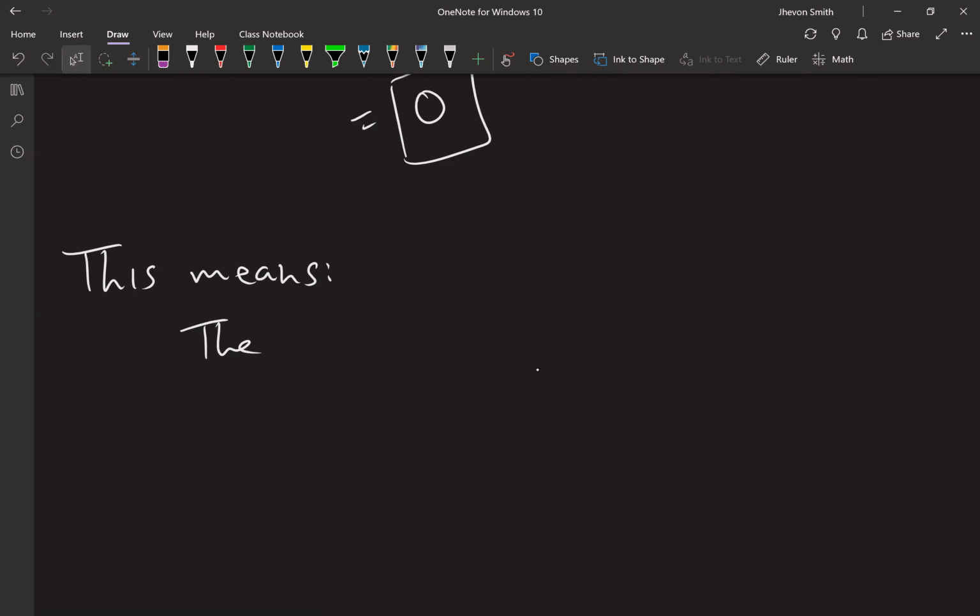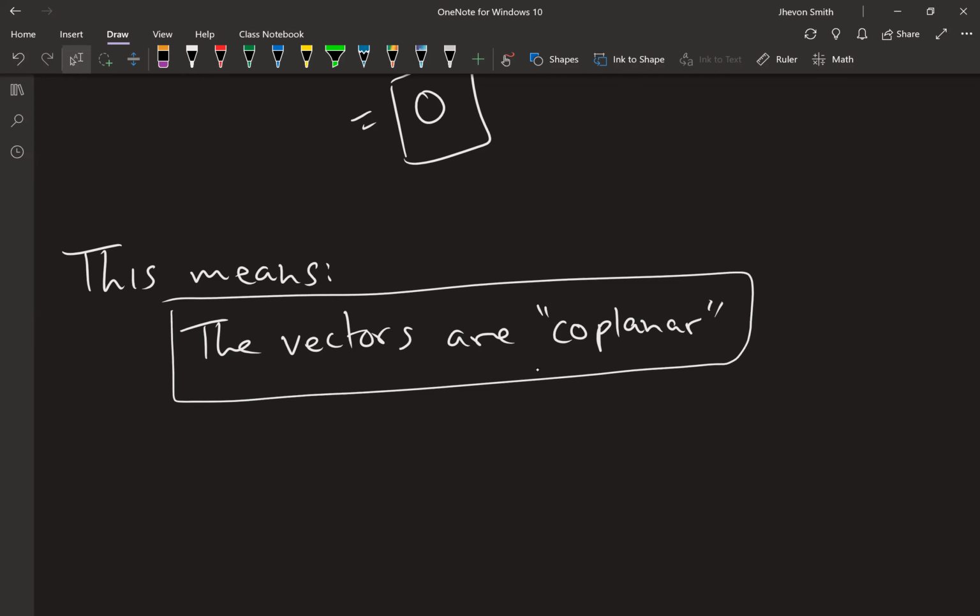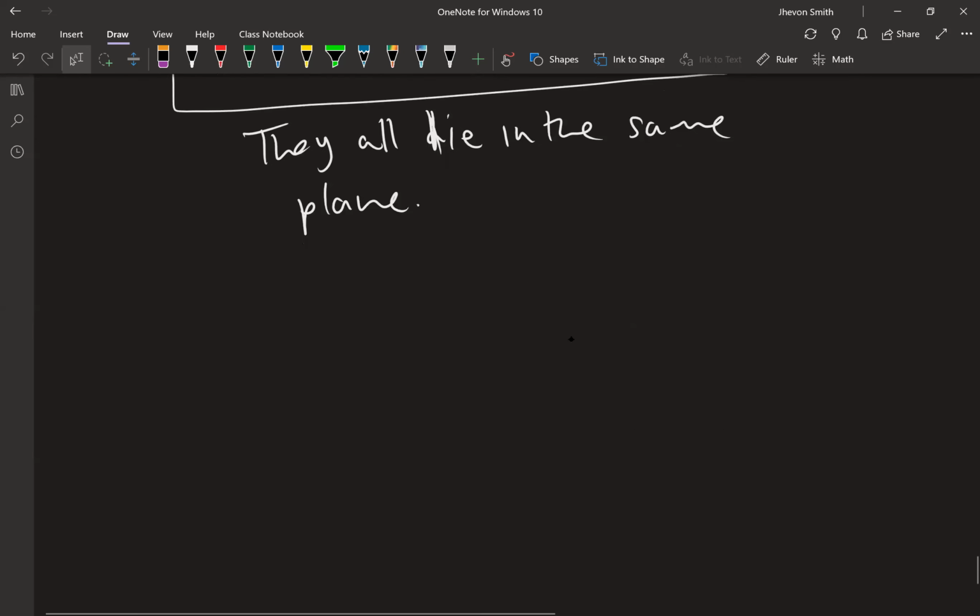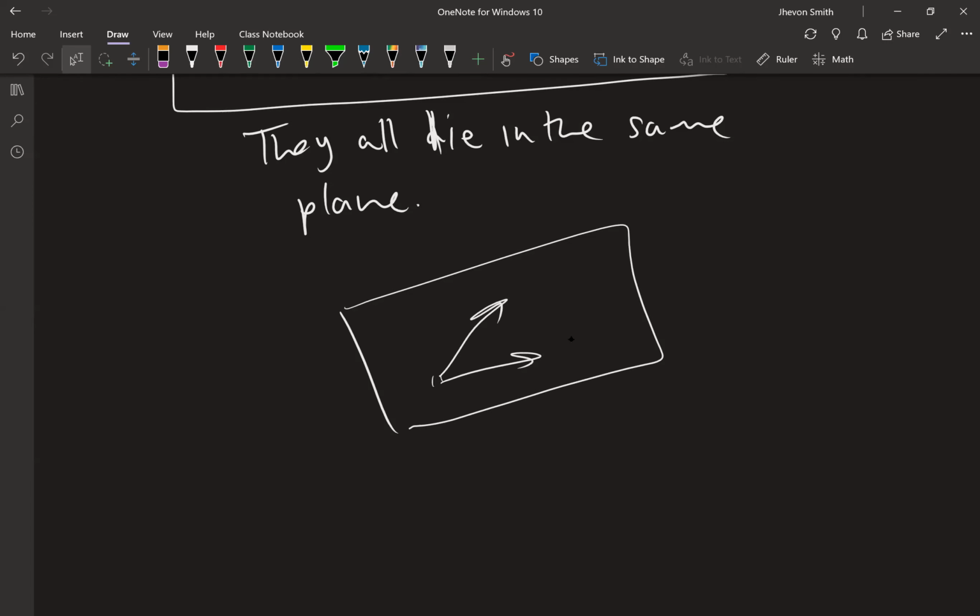This means the vectors are what we call coplanar. So that's the terminology we would use for these. That means they all lie in the same plane. And so there is no volume. So there really is no parallelepiped. It's like there's a plane here and the vectors A, B, and C are all in that plane. So it gives us a 0 volume.